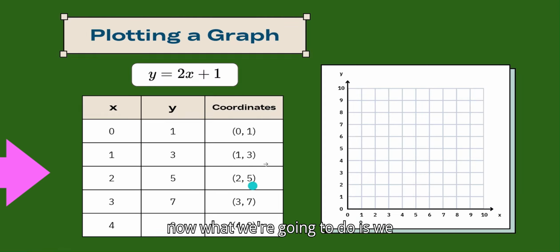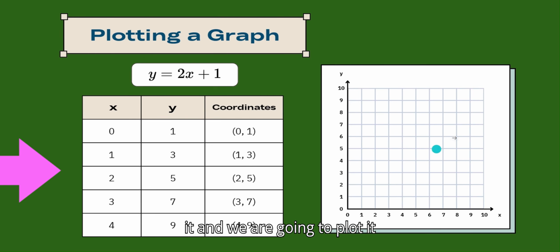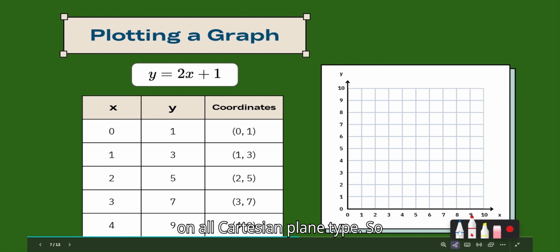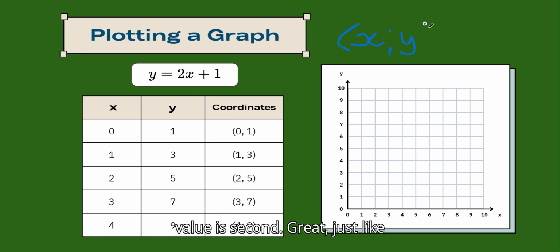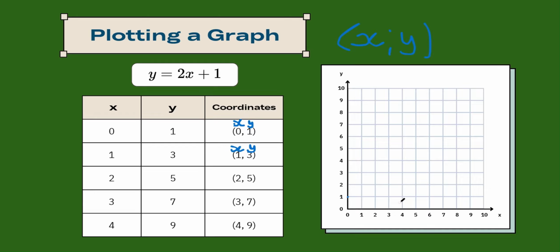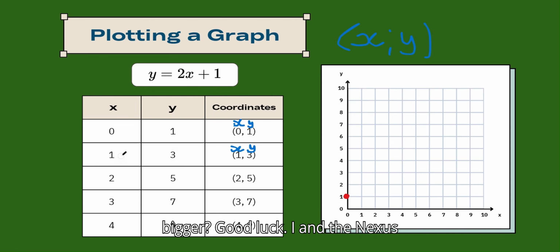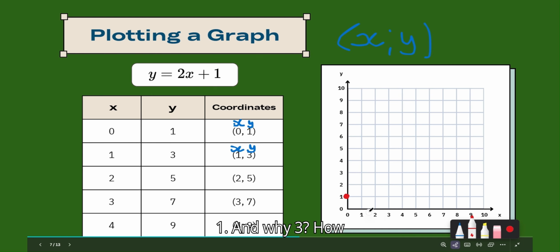So now what we're going to do is use the information in the table that we generated, and plot it on our Cartesian plane. Okay, so remember, our x value is always first, and our y value is second. Just like we have it there. The 0 is the x value, the 1 is our y value. X is 1, y is 3. So let's go and look. x is 0, y is 1. Let me use my highlighter tool to make it a bit bigger. Good. And then x is 1 and y is 3.